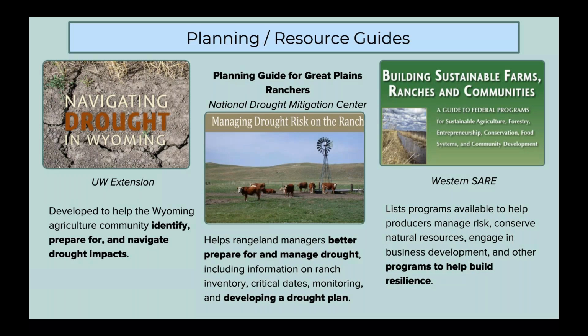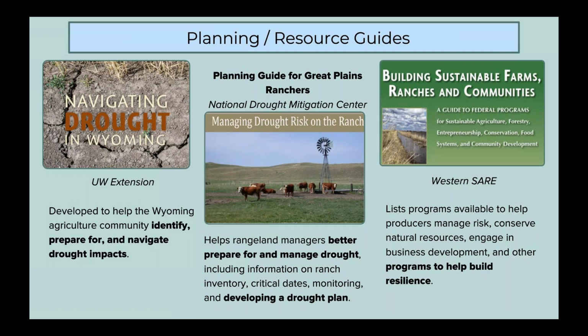But anyway, these 3 different resources include this Navigating Drought in Wyoming guide from the University of Wyoming Extension. That was developed to help the Wyoming ag community identify, prepare for, and navigate drought impacts. So it goes over some really helpful strategies for drought adaptation and what the research says about how well these strategies work specifically in our Wyoming environments.